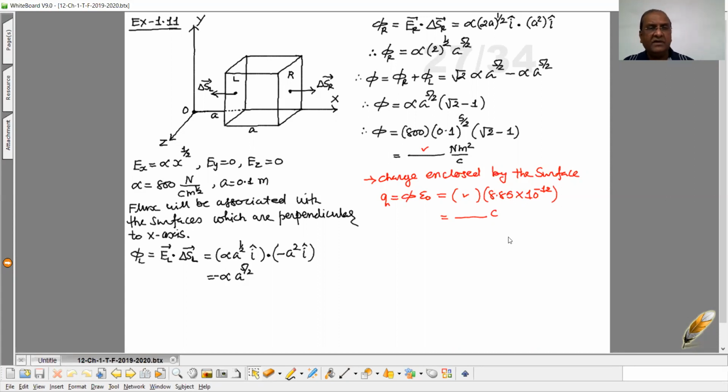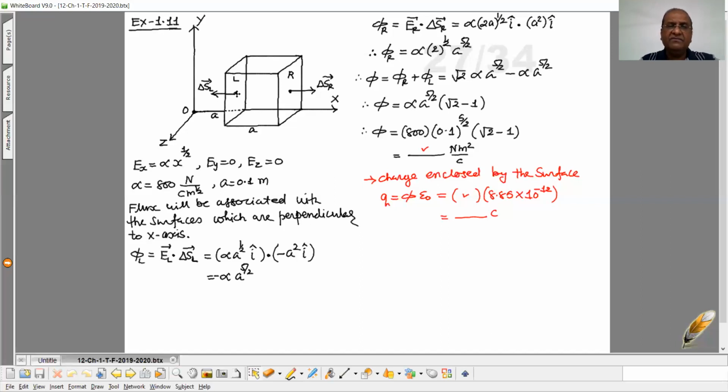Now see the given situation, that is as shown in the figure. The x component of the electric field is alpha x raised to 1 by 2. It implies that the electric field is in the x direction, because the y and z components are given as 0. The value of alpha is 800 Newton per Coulomb meter raised to 1 by 2, and a, the side of the cube, is 0.1 meter. Okay. Now here we can easily understand this thing.